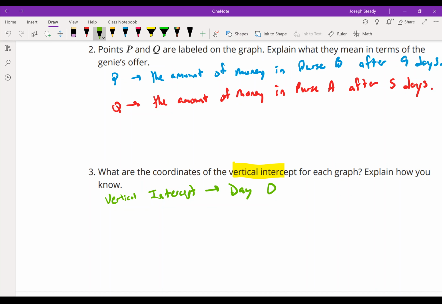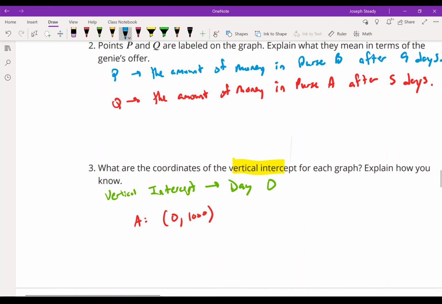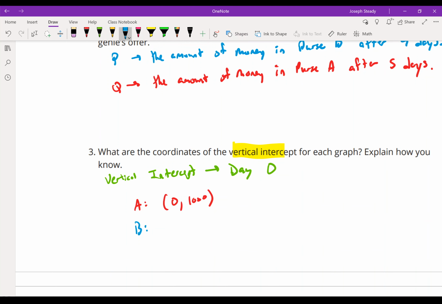And I know from the description of the problem that that means for purse A, it must have been day 0 and there was $1,000. And for purse B, which is the blue graph, well, that was day 0. And on day 0, remember in purse B, there was only 1 penny, $0.01.